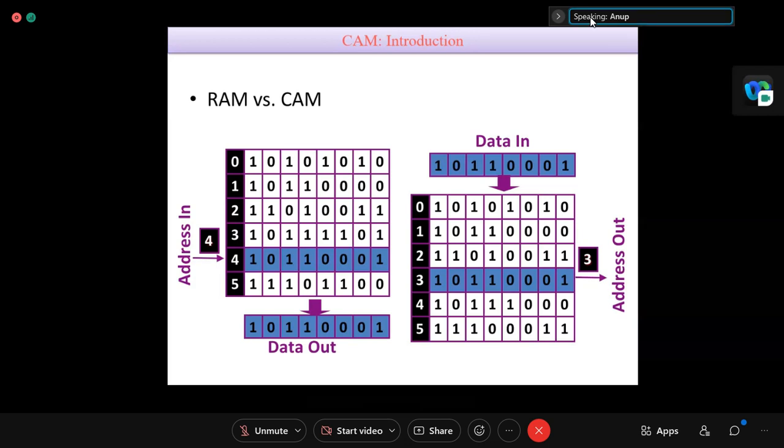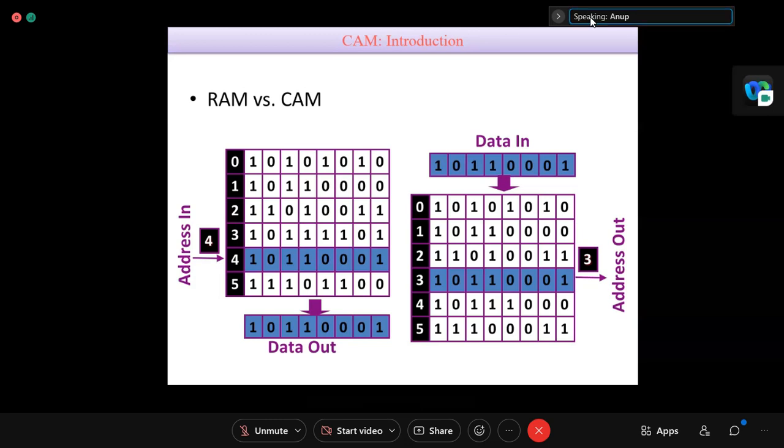So we need the address out. This address out will be the address in for the RAM, and from the RAM we will get the original data. All these are in the form of 1s and 0s because it is binary, but the data out here is different from the data in here. Let's say I am writing ANUP. That is the data in, and accordingly it generates the address out related to all the account information.